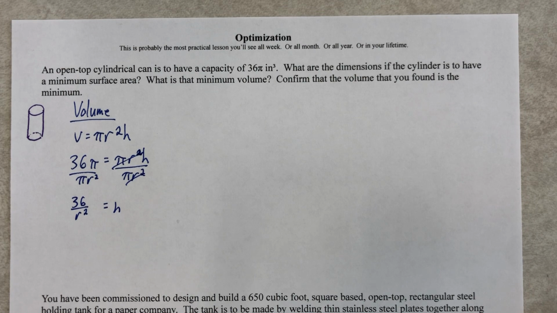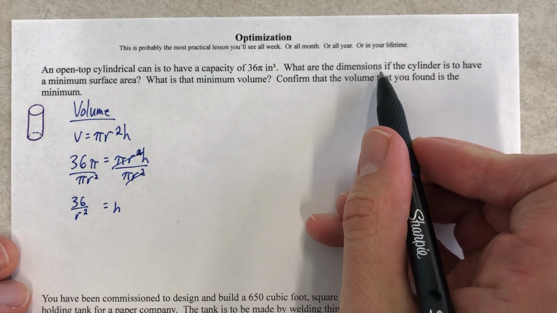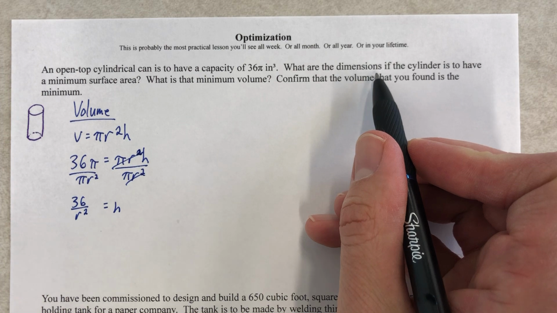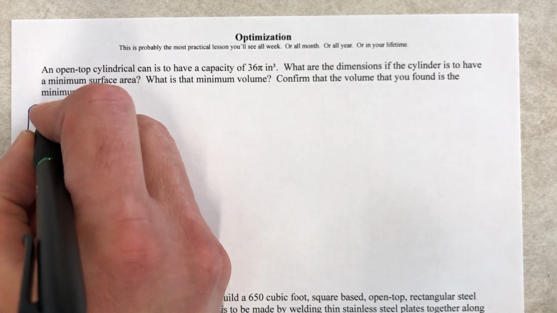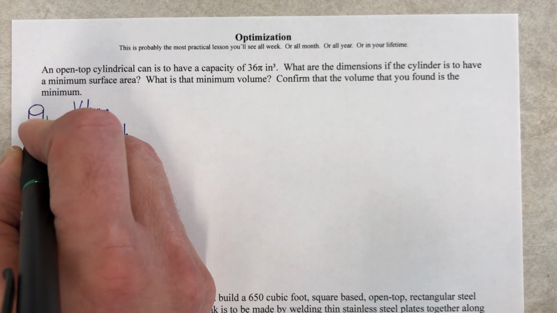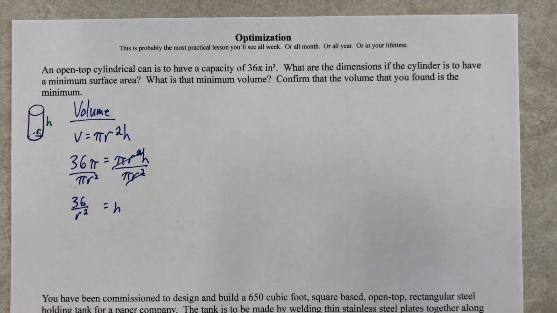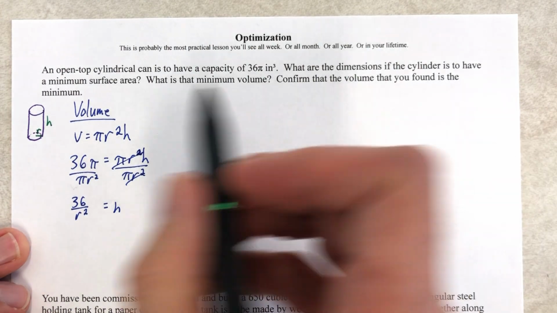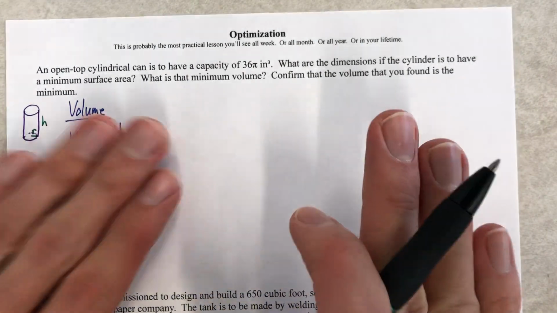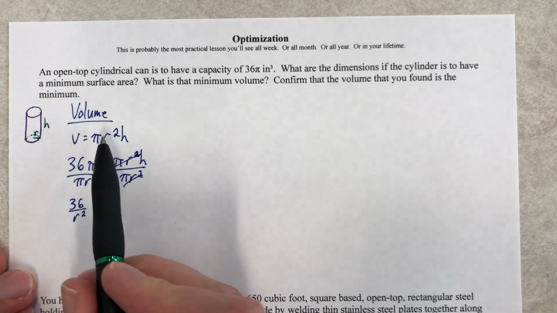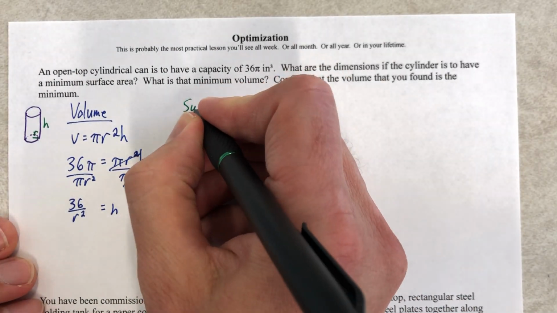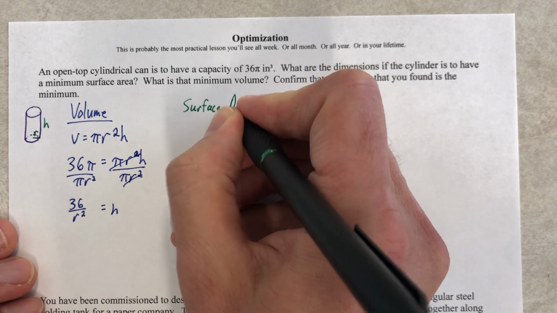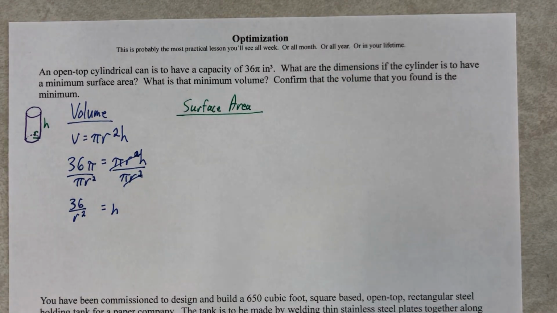We've only gotten past the first sentence at this point. What are the dimensions? Okay, they're asking for the dimensions of a cylinder, and dimensions of a cylinder usually are measured in height and radius, diameter potentially, but let's go with radius because that's what we use in the formula. What are the dimensions if the cylinder is to have a minimum surface area? So like I said, the first formula is what you know. I know the volume. The second formula is what you don't know, and I don't know the surface area. And that is going to be my second formula.